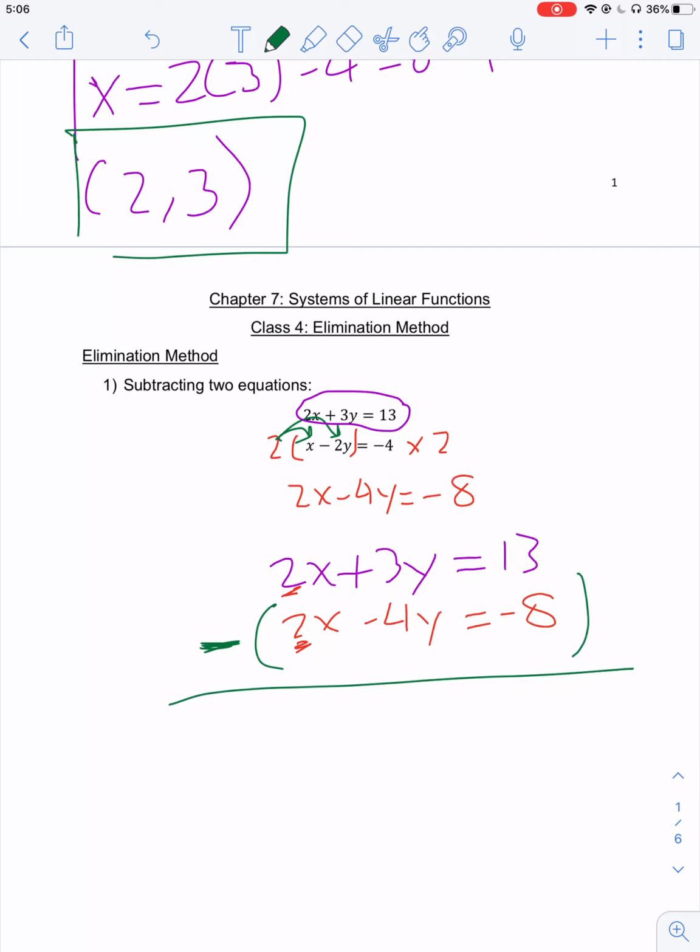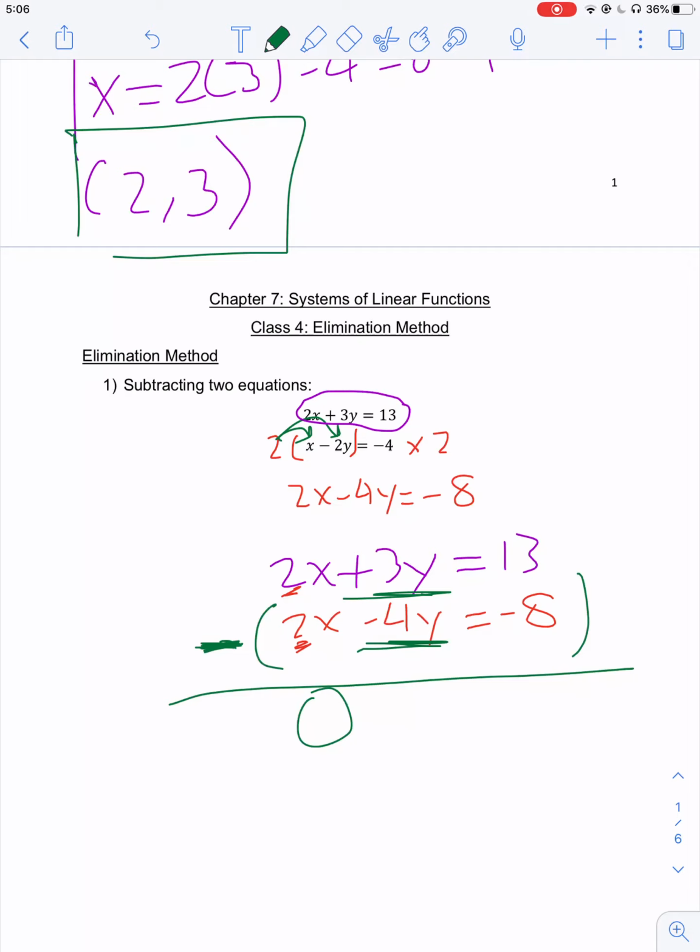When you subtract, make sure you're subtracting everything, and everything needs to be aligned so that you're not making a mistake. So 2x minus 2x will just give me 0, plus 3y minus 4. So minus minus makes it plus, right? So this is the same as saying 3 minus 4, which is 3 plus 4.